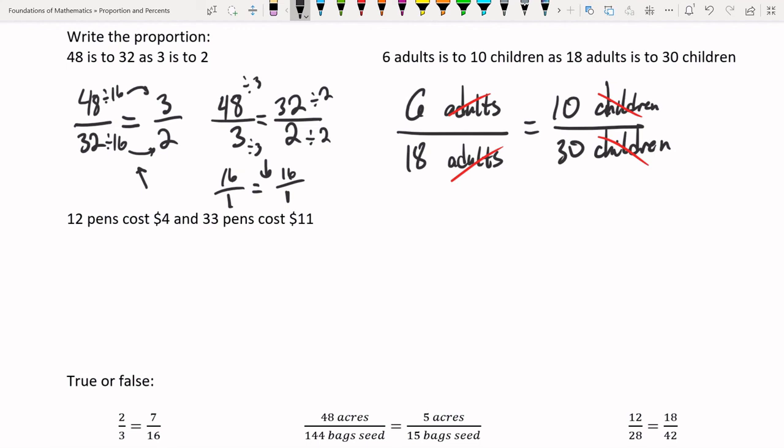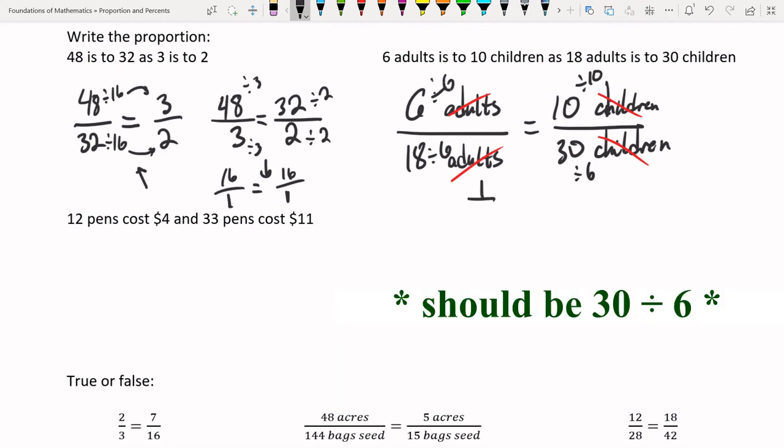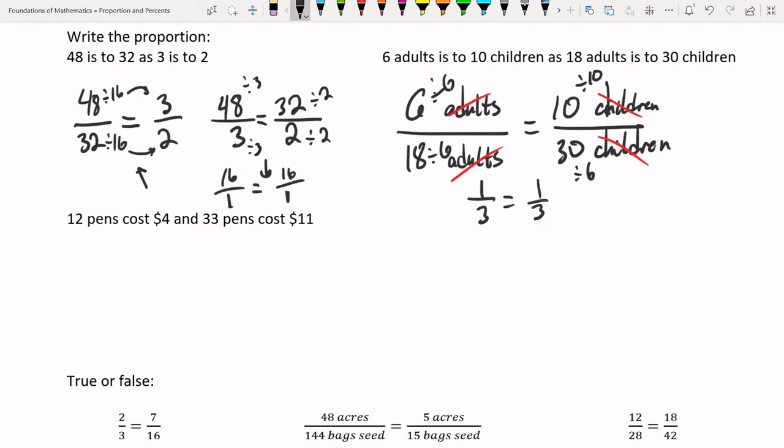6 to 18 equals 10 to 30. This is, I think, going to give you the best success when doing these in word problems, because the mathematics should always work out nicely. There are some cases where if you write it in a different form, it's going to give you different answers. But if you do it this way, it should always come out to be the right way. And you can see that this is correct because I can divide top and bottom by 6, and divide top and bottom by 10 here. And I get 1/3 equals 1/3, which is a true statement. So we know we've set it up correctly.